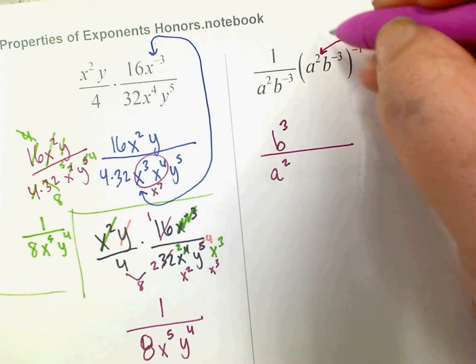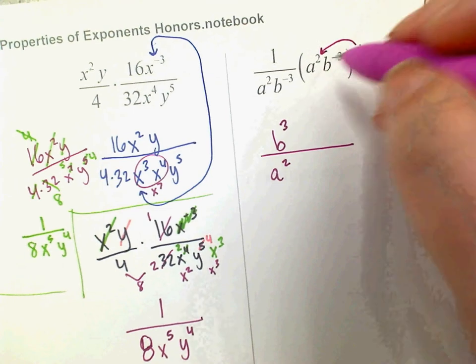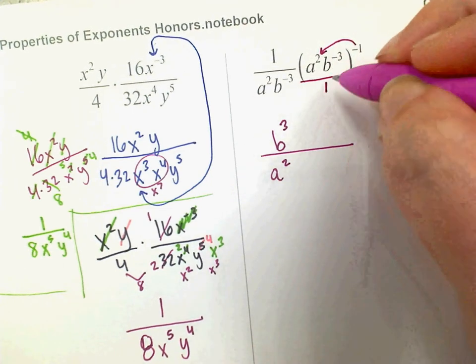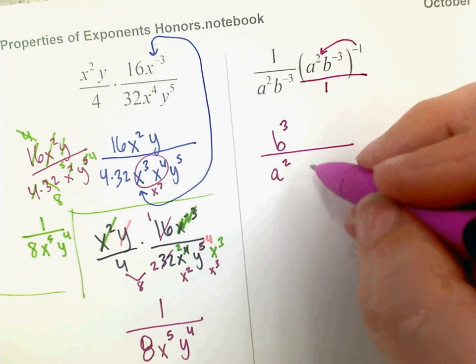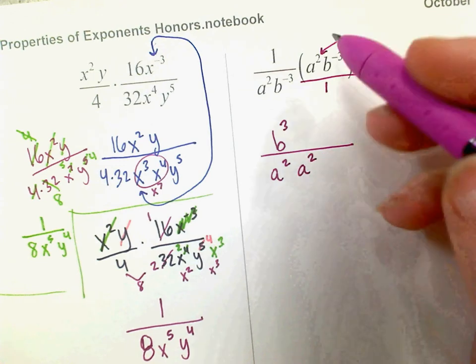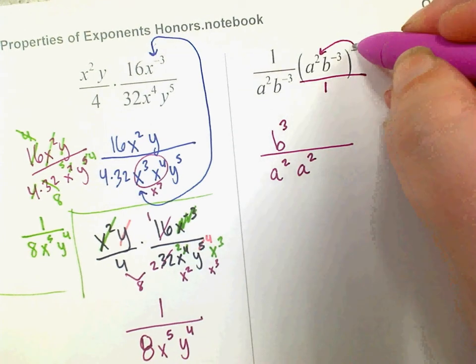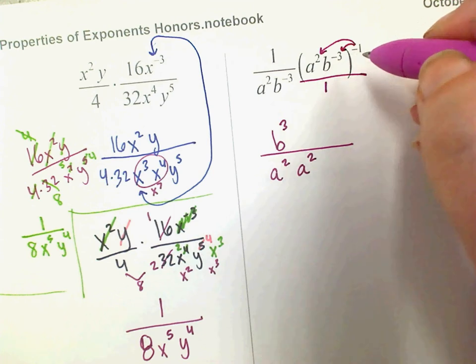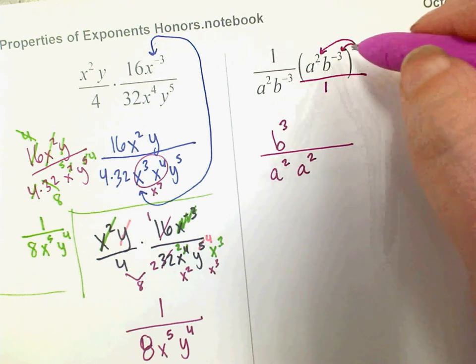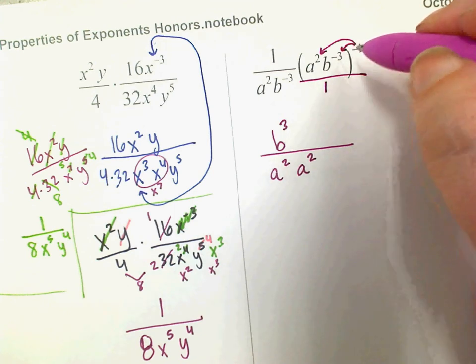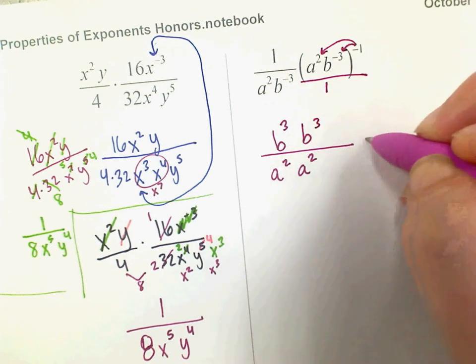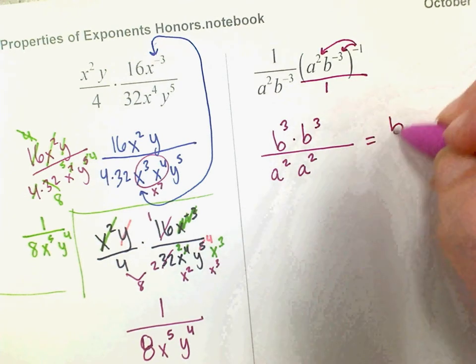Technically, this is all over 1, so it's in the numerator right now, which means that belongs in the denominator with that one. And then b to the negative 3rd to the negative 1st is just b to the 3rd, because you multiply the powers. Negative 3 times negative 1 is 3, so that's b cubed. And then when you're multiplying, you just add the powers. So b to the 6th over a to the 4th. And that would be my final answer.